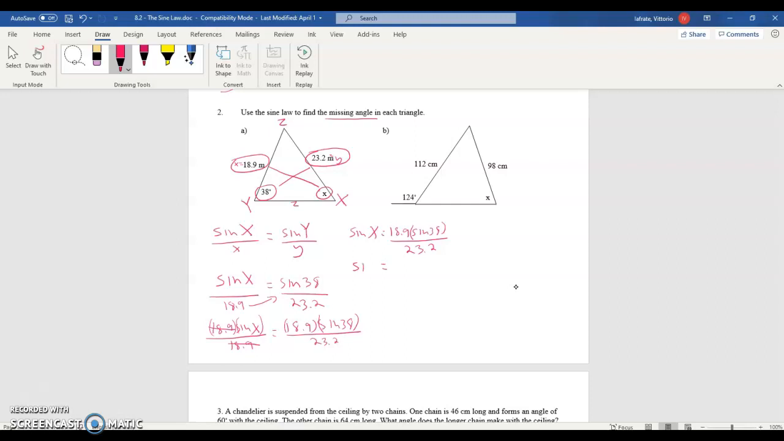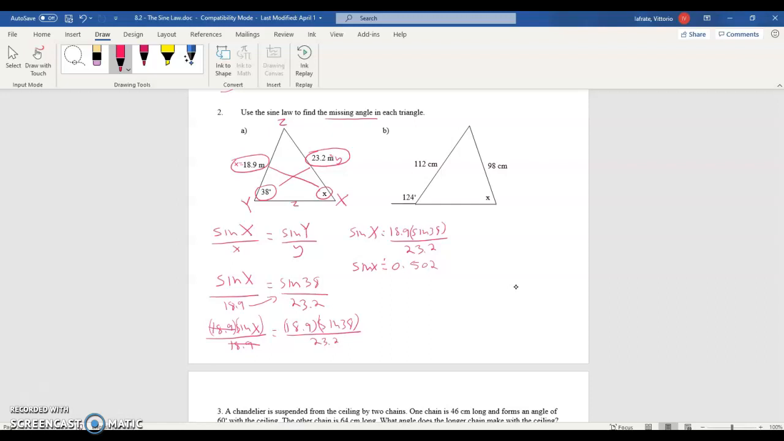Now normally I wouldn't write sine x over and over again, but I'm going to do this because I'll show you why. I don't want you to get confused here. I get that sine x is equal to, so let me do that, sine 38 equals, divided by 23.2 equals, times 18.9 equals, I get 0.502 about. That's an approximation. I'm going to leave my full number in the calculator. I'm not going to clear it yet.